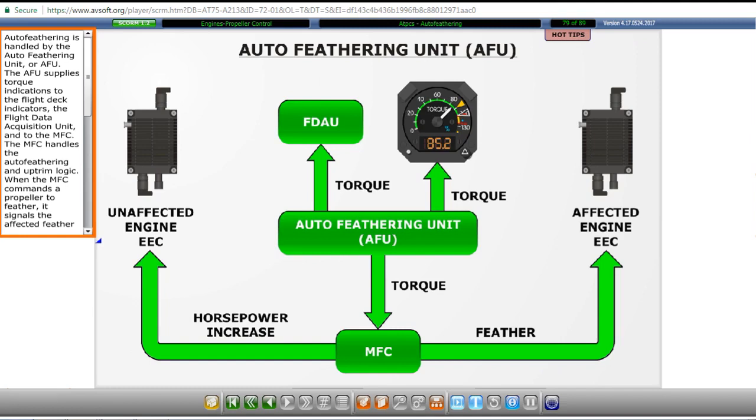Auto-feathering is handled by the Auto-Feathering Unit, or AFU. The AFU supplies torque indications to the flight deck indicators, the Flight Data Acquisition Unit, and to the MFC. The MFC handles the auto-feathering and uptrim logic. When the MFC commands a propeller to feather, it signals the affected feather solenoid and the associated feathering electrical pump to feather the affected propeller. In addition, it commands the operating engine EEC to increase the non-affected engine's power output.